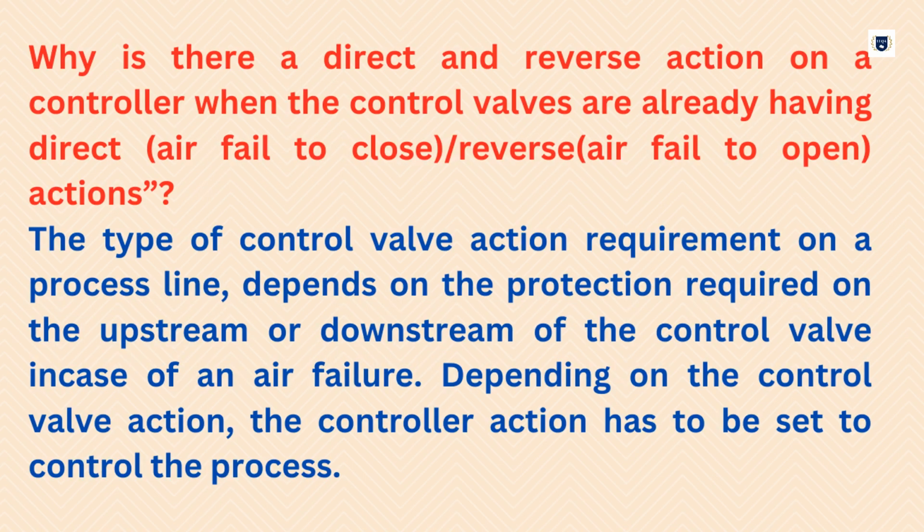Why is there a direct and reverse action on a controller when the control valves are already having direct, air fail to close, and reverse, air fail to open actions? The type of control valve action requirement on a process line depends on the protection required on the upstream or downstream of the control valve in case of an air failure. Depending on the control valve action, the controller action has to be set to control the process.